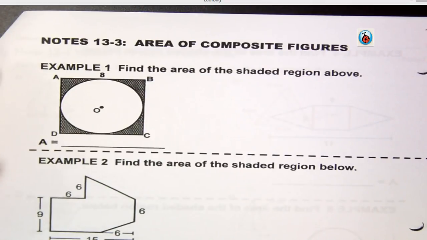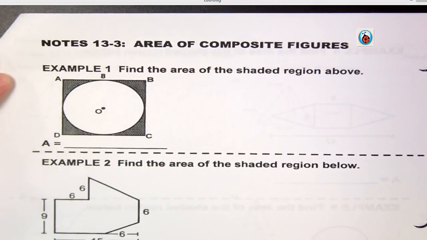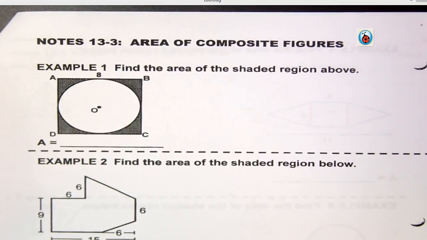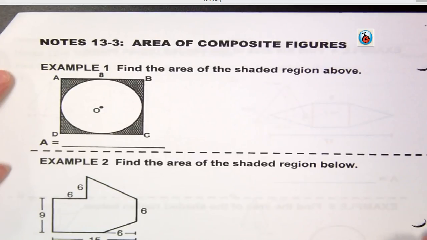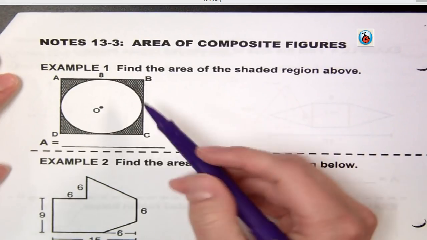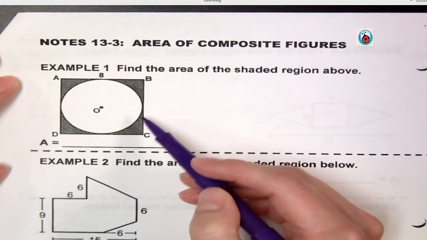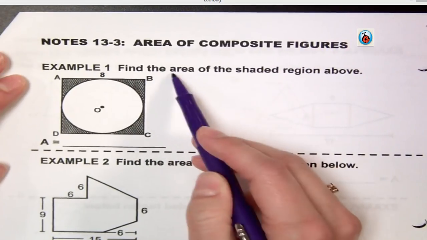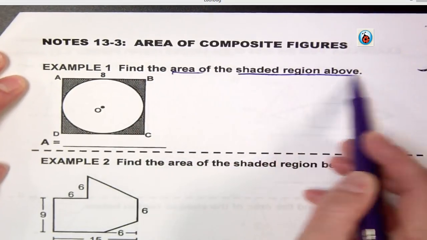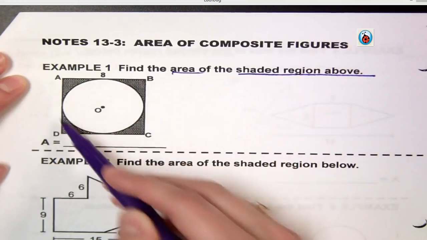Okay, we are here on Notes 13.3, Area of Composite Figures. This is one of my favorite lessons, probably out of the whole year, because this is where we get to do puzzles. We get to figure out what shapes we have and how to subtract them to find the answer. So this asks us to find the area of the shaded region, which would be the outside square here.